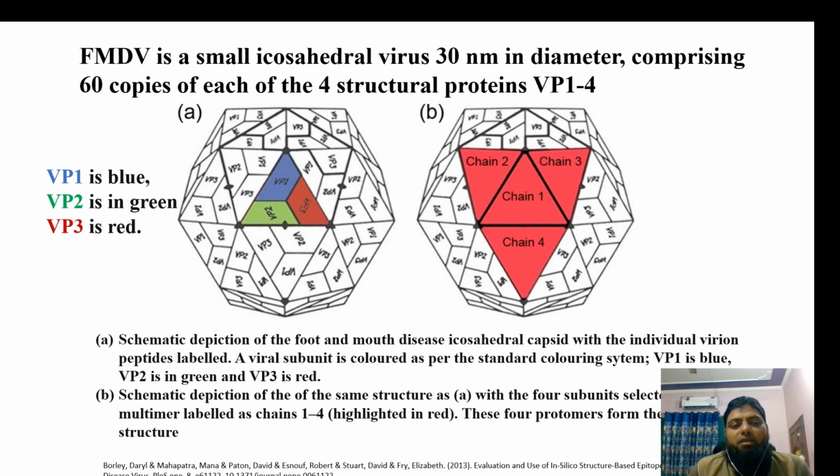Here VP1 is in blue, VP2 is in green, and VP3 is in red. Here we can easily see how these proteins are arranged. However, VP4 is not visible in this diagram. It is embedded on the inside, and it is interacting with the RNA.